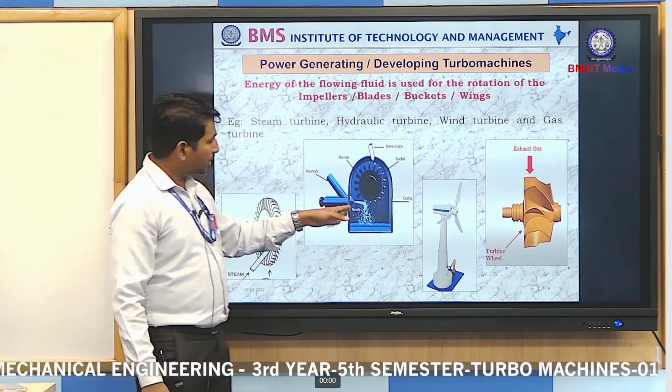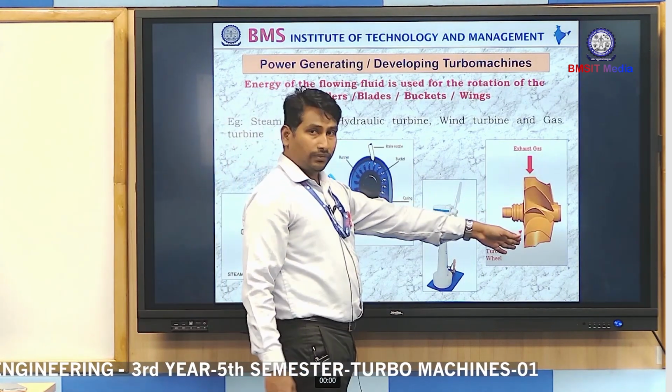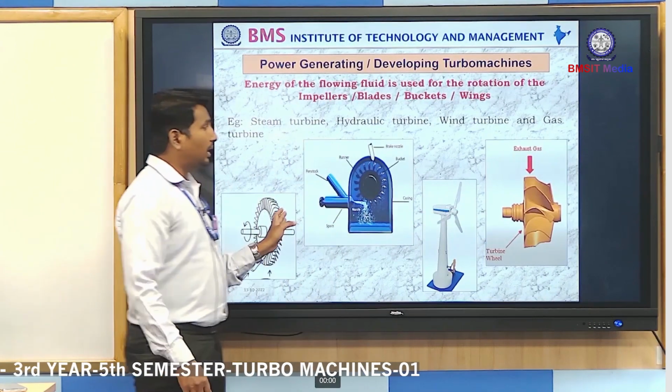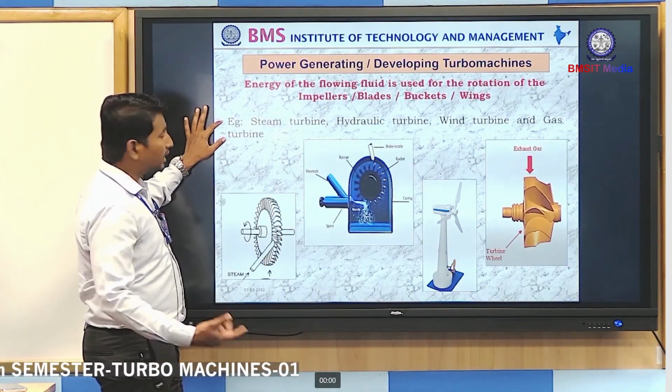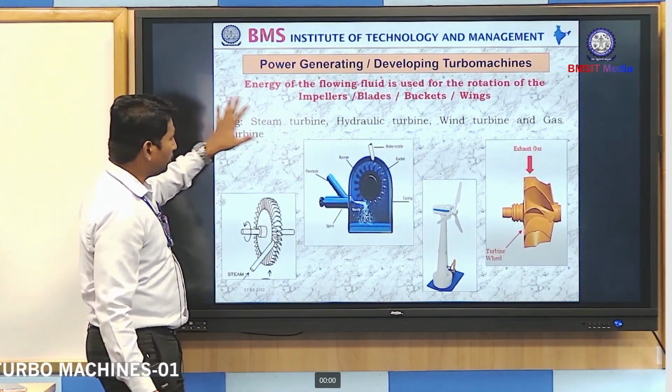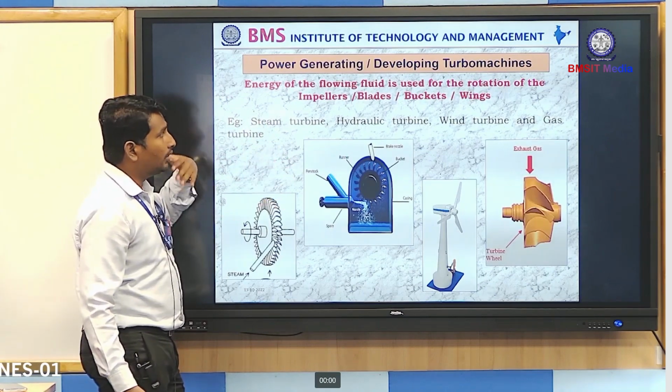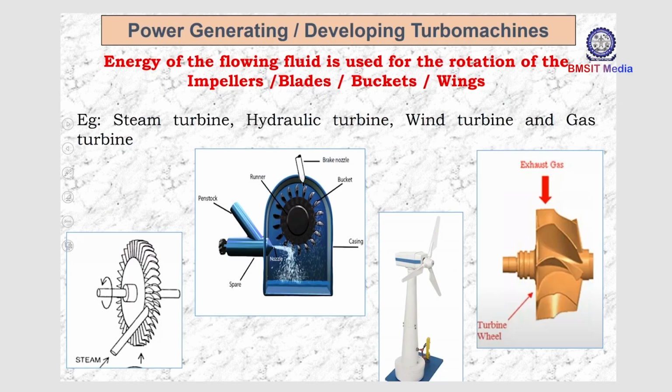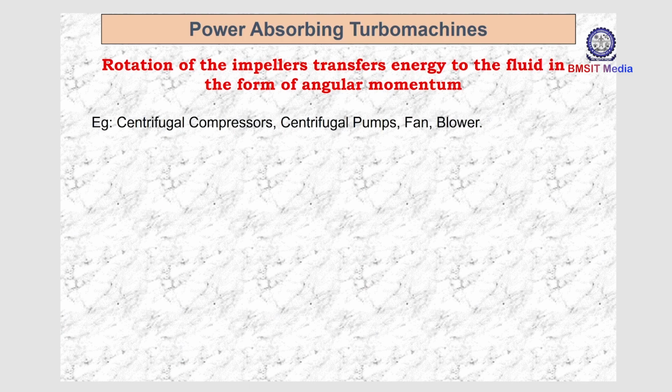Steam is the fluid, water is the fluid, air is the fluid, gas is the fluid. So I can take one example each. Next classification is power generating machine. Now we have completed power generating machine. We'll go with power absorbing machines. We'll see the examples for power absorbing machines.